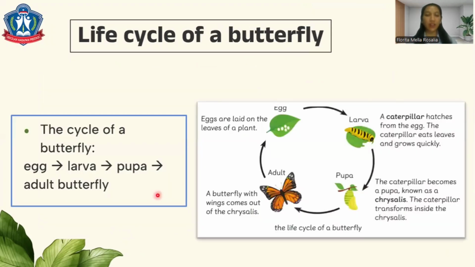Now how about the life cycle of a butterfly? The butterfly here will start from the egg. Eggs are laid on the leaves of a plant, and then it will grow into the larva. A caterpillar hatches from the egg. The caterpillar eats leaves and grows quickly into a pupa. The caterpillar becomes a pupa, known as a chrysalis. The caterpillar transforms inside the chrysalis and it becomes a butterfly, an adult butterfly. A butterfly with wings comes out of the chrysalis.